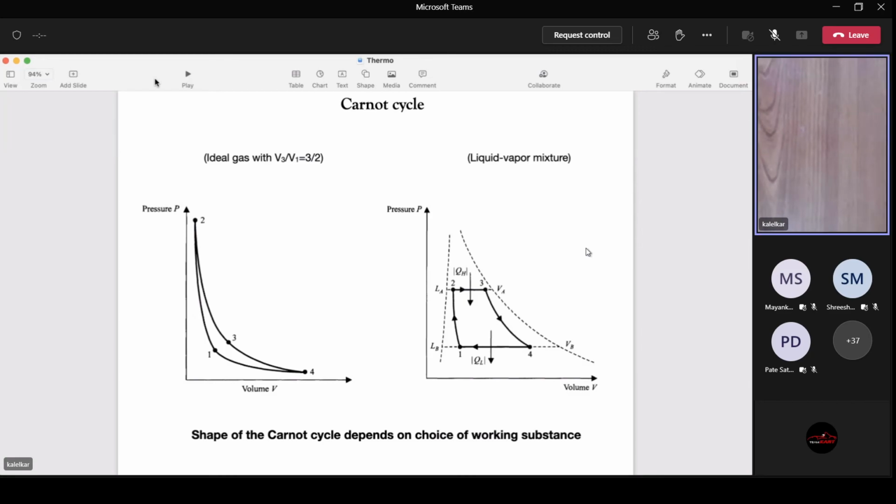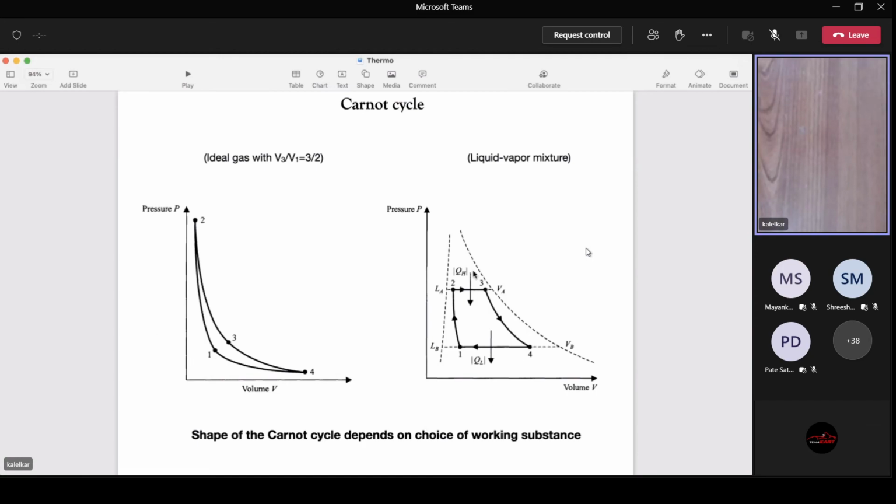So you see here, for example, this is how a Carnot cycle looks for a situation where V3 by V1 is 3 halves, and the working substance is an ideal gas. Looks quite distorted, right? But this is also a Carnot cycle. And what about this one? This is the Carnot cycle in the liquid vapor coexistence region. This one is interesting because you can see this process 2,3 is isobaric, and so is this process 4,1. Here this is not isobaric.